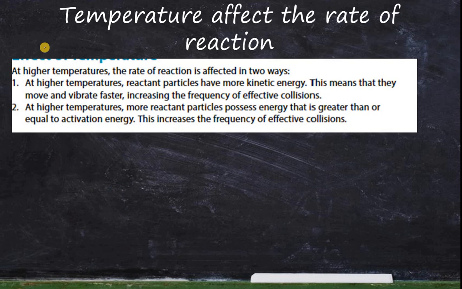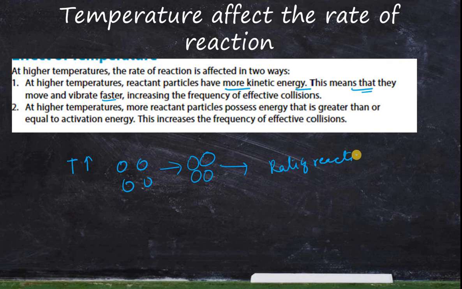What do you think? Whenever the temperature increases, we know that particles start moving a lot. Why? Because they have more kinetic energy. It means they can vibrate faster, and since they can vibrate faster, they can collide more, and that's why we will see the rate of reaction increase. And you can do the reverse. If the temperature decreases, the particles will just be sitting in position, so you will not see effective collision, and so the rate of reaction will decrease.